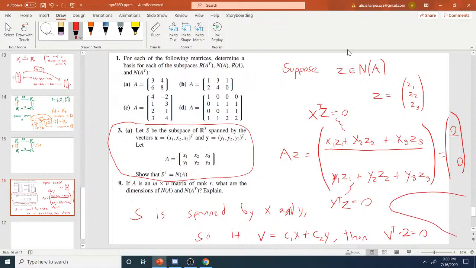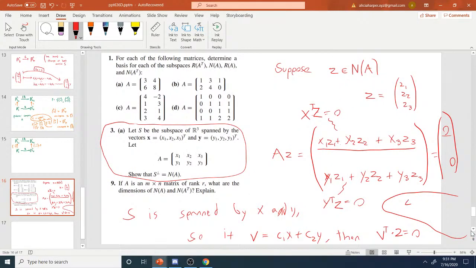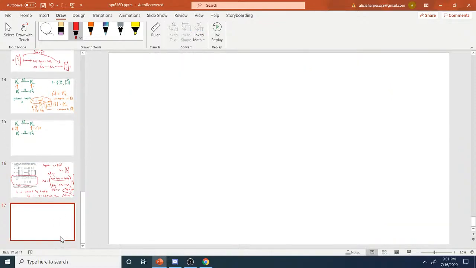And this means that z is orthogonal to S. So this shows that the null space of A is contained in the orthogonal complement of S.